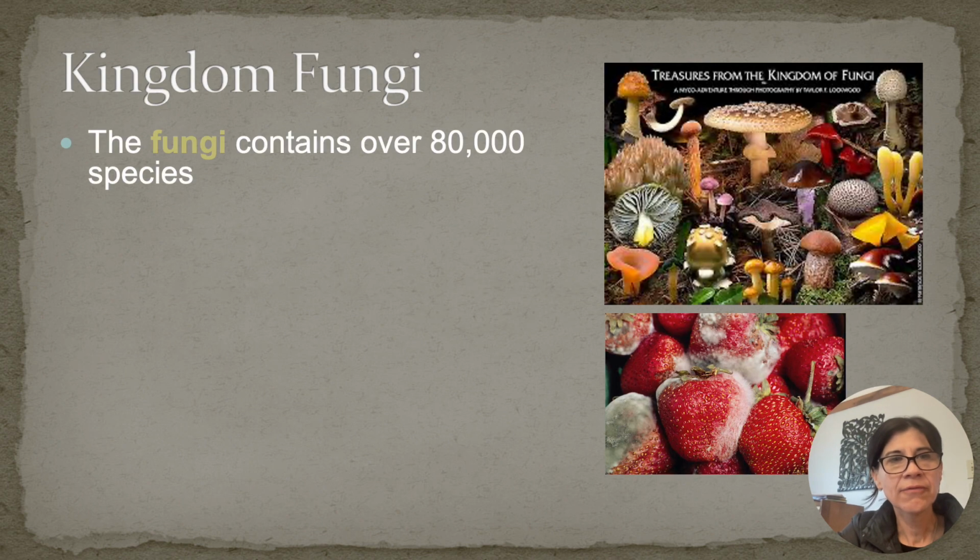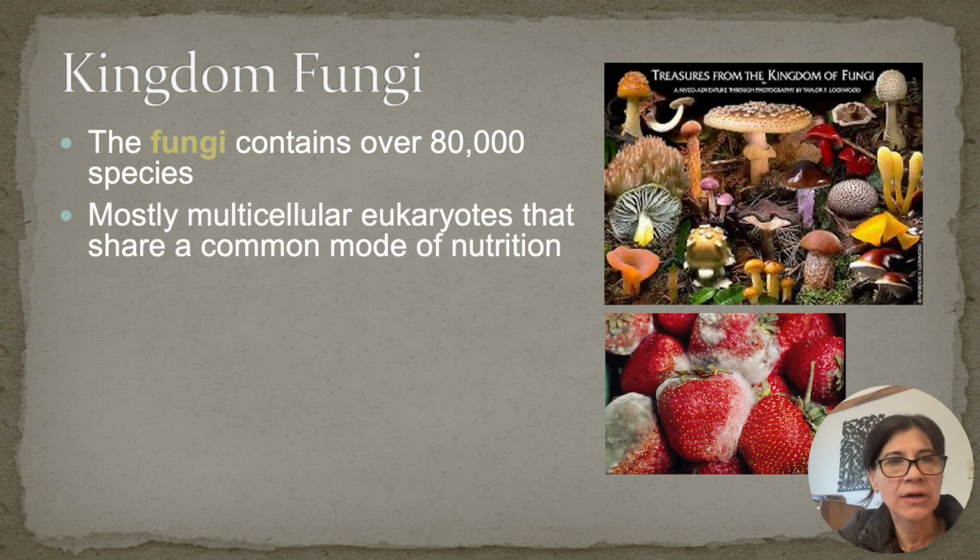So the kingdom fungi is extremely diverse. It has over 80,000 species. And here are some pictures of some. Down here by the strawberries, you probably see this with old fruit. What we call mold is really a fungi. Also, what we eat when we eat mushrooms, or sometimes you see mushrooms growing in damp areas, those are also fungi. So how do we categorize them, and what characteristics do they have as a kingdom?